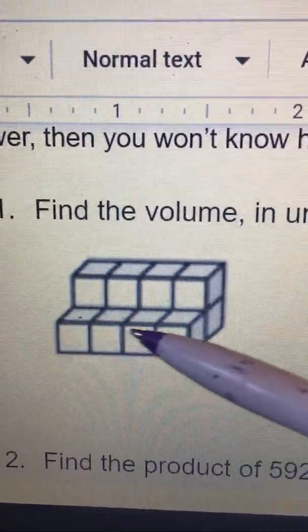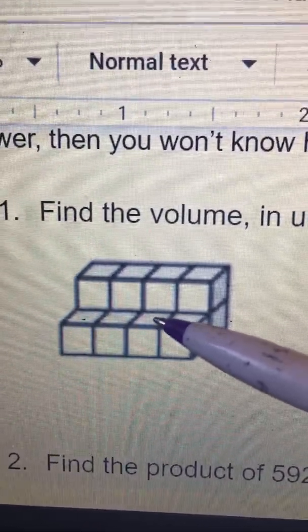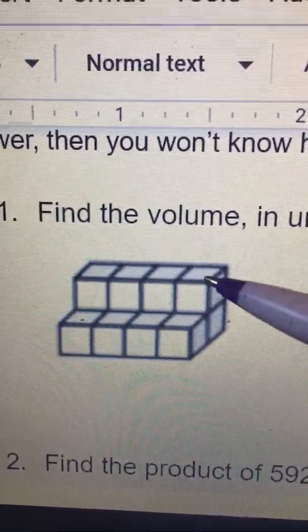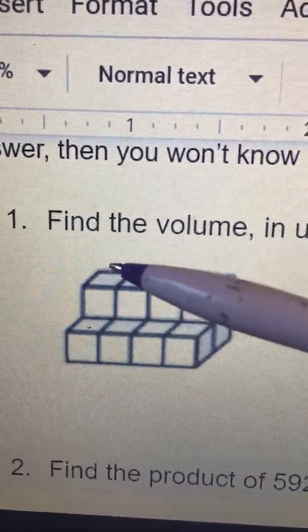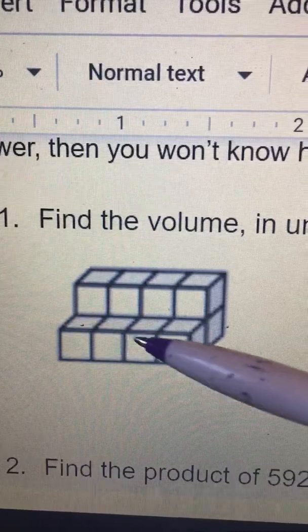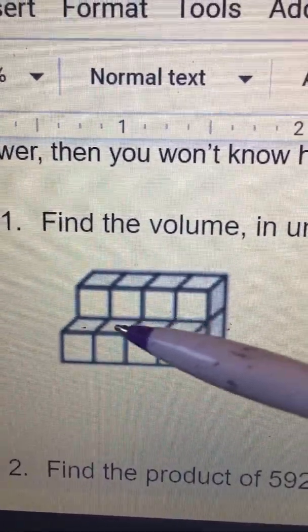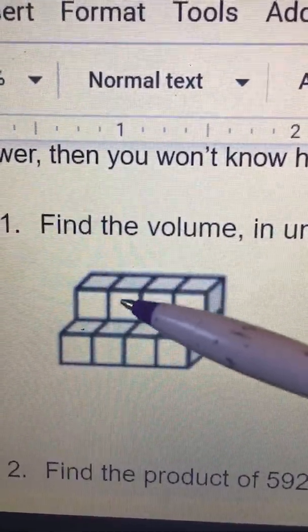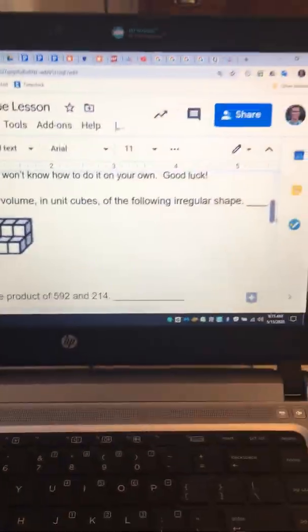See how there's a row right here. Behind it, there are also cubes. So if there's 4 right here, there are also 4 behind it, over behind here, because these 4 are on top of them. So these 4 are being held up by 4 more. So there's actually 1, 2, 3, 4. Then there's 4 in the back, which makes 5, 6, 7, 8. And then these 4 are on top of those. 9, 10, 11, 12. So the volume in unit cubes of this irregular shape is actually 12.